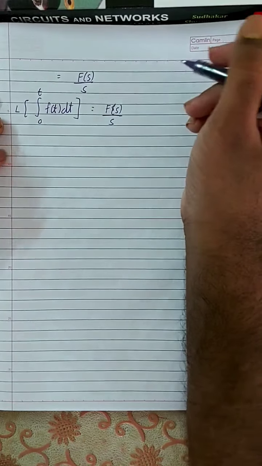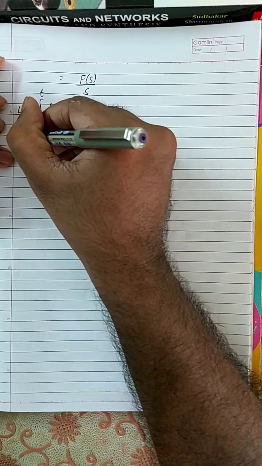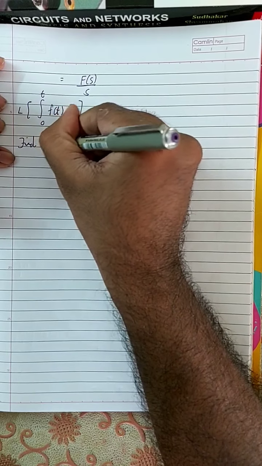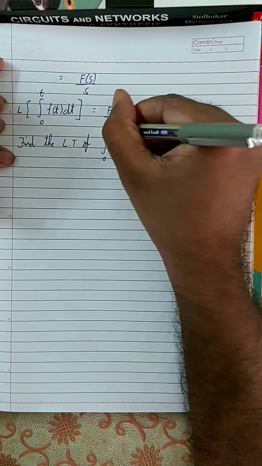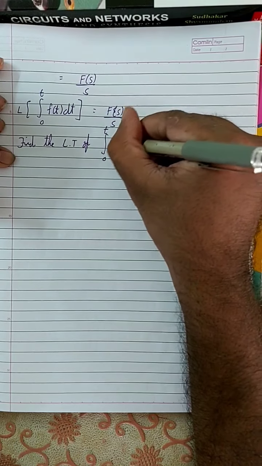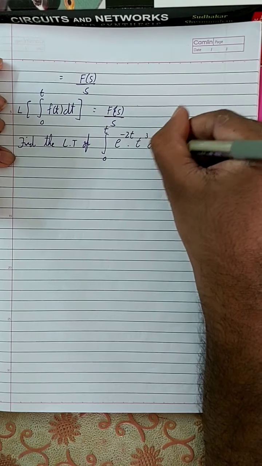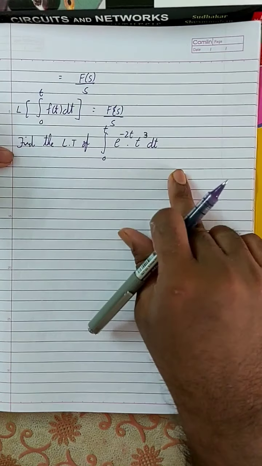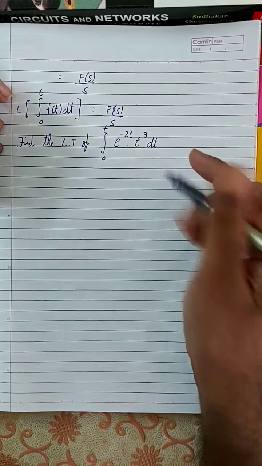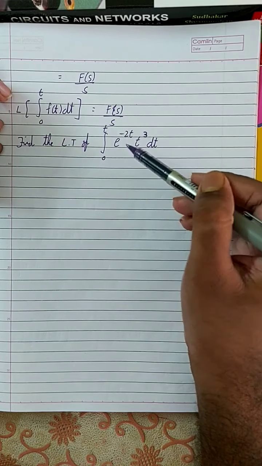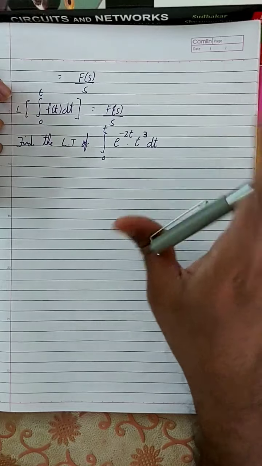Okay, now let's do some problems. First we will find the Laplace transform of integral 0 to t e raised to minus 2t into t raised to 3 dt. Okay, let's do this question. So we are going to find the Laplace transform of this function. What I have to do is simply look over here. There's integral 0 to t, right? So if you see integral 0 to t, immediately you should understand: simply find the Laplace transform of this and divide it by s. That's all. So first I'll find the Laplace transform of this.